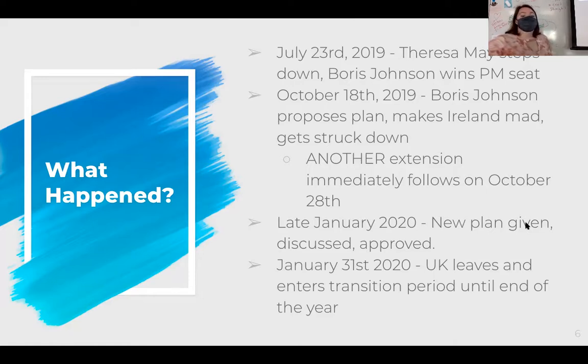Okay? So it's October 18th. The deadline is October 31st. Their plan was just struck down. So they're asking for another extension. They wait for a little bit. They try and kind of get their ducks in a row to make sure that they have a new plan, or at least an idea for a new plan. But by October 28th, they realize that they don't have anything that they can propose again. So another extension from basically the original one of October 31st. The new extension date is January 31st.